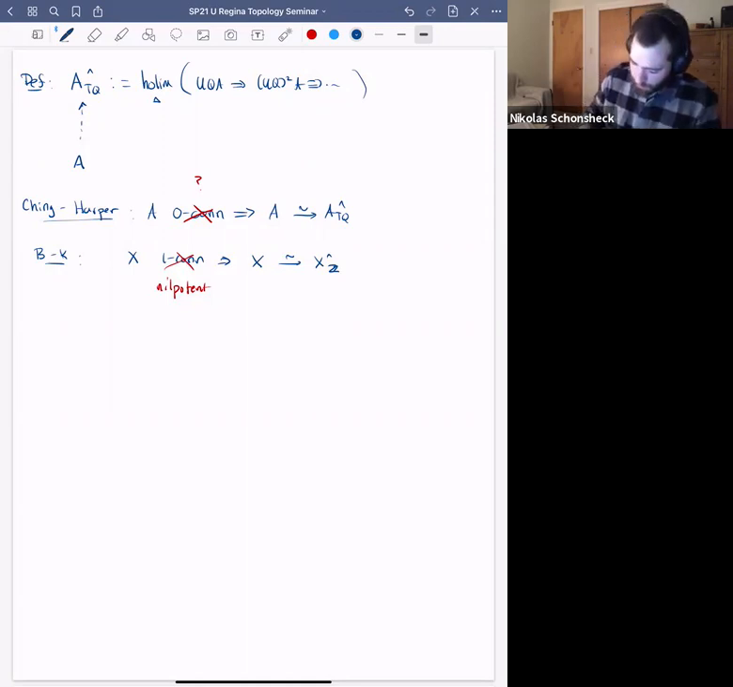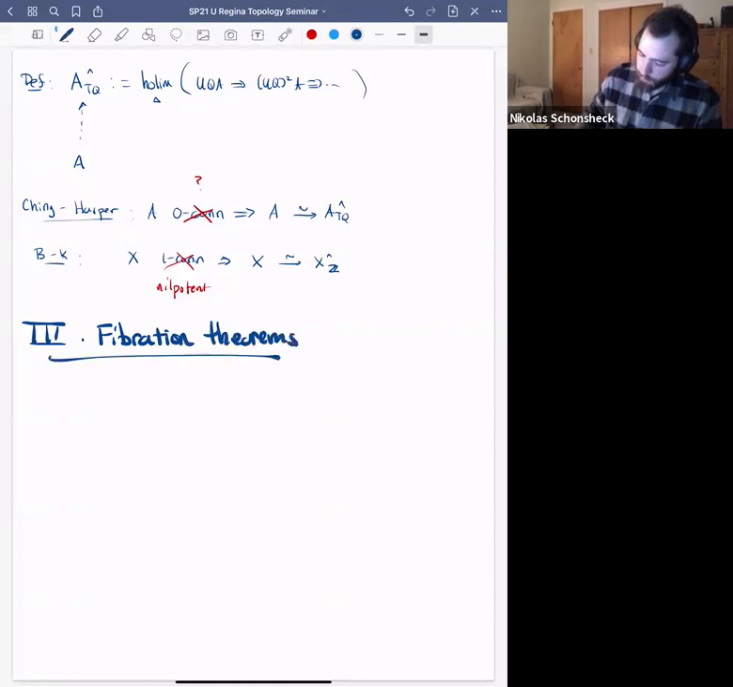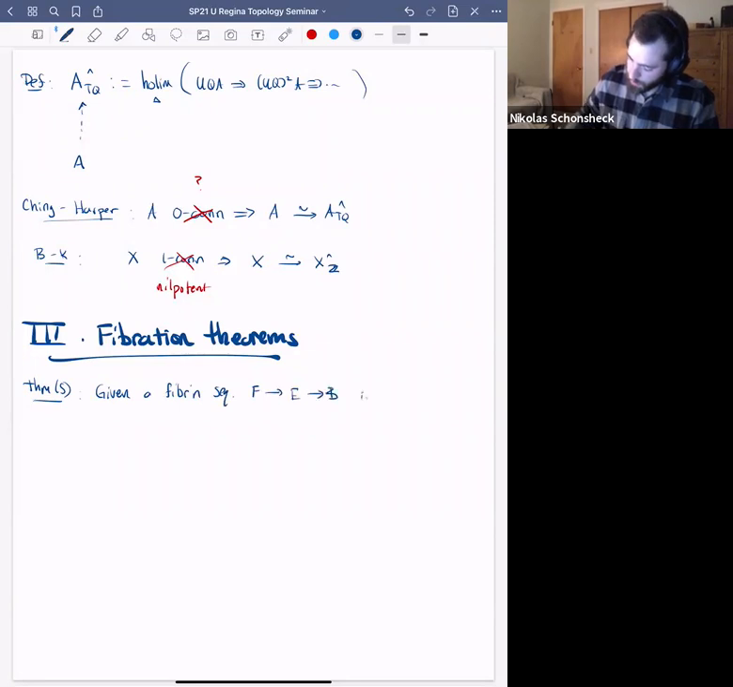Okay, so let's talk about fibration theorems. So the theorem is this. If we're given a fibration sequence F, E, B in Alg_O, if we assume that the total and base O-algebras are zero connected, then TQ completion preserves this fiber sequence.